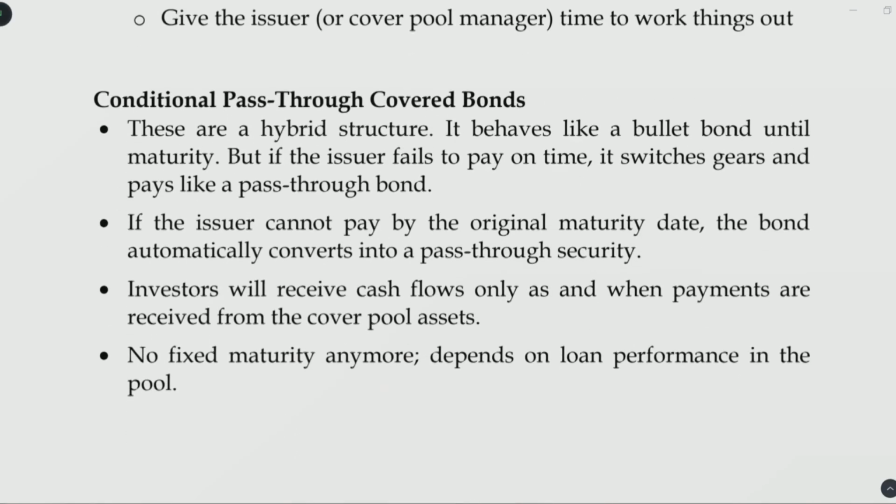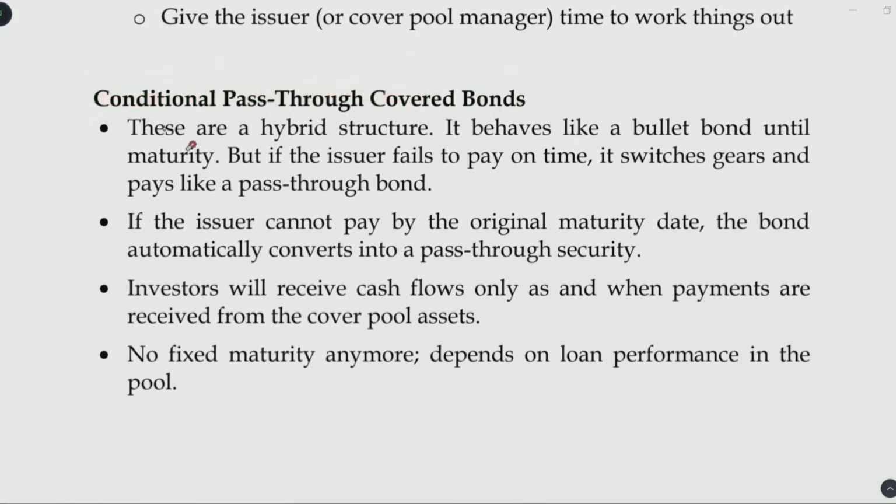The third category is the conditional pass-through covered bonds. These are a hybrid structure. It behaves like a bullet bond until maturity. But if the issuer fails to pay on time, it switches gears and pays like a pass-through bond. If the issuer cannot pay by the original maturity date, the bond automatically converts into a pass-through security. Investors will receive cash flows only as and when payments are received from the cover pool assets. No fixed maturity anymore; it depends on loan performance in the pool.